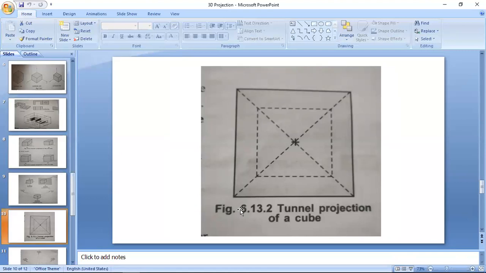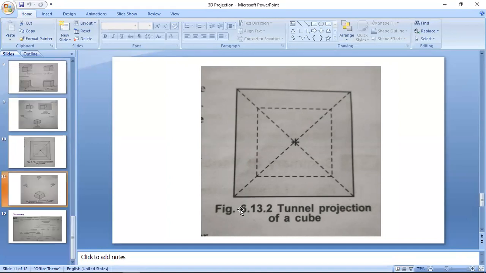In this diagram, it is shown the tunnel projection of a cube, and this is a special case of this one perspective projection, that is the tunnel projection. It is used to view the roads, rail tracks, or buildings, so that the front is directly facing to the viewer, directly facing the viewer. So that is all about the one point perspective.